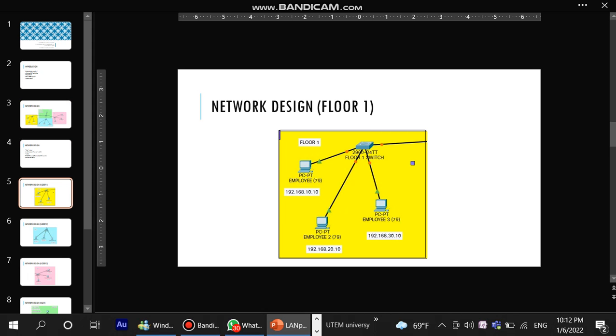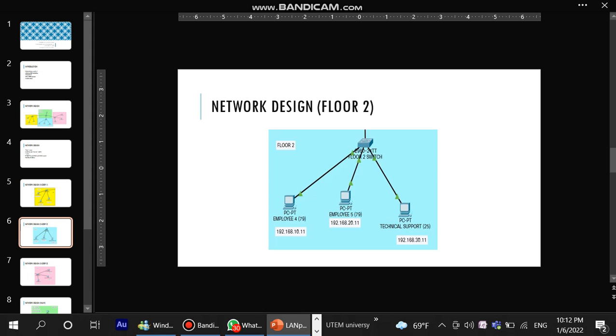Network design floor 1: it's 3 computers and the floor switch 1. They were configured successfully with different IP addresses: employee 2 and employee 1. Let's go to the network design floor 2.